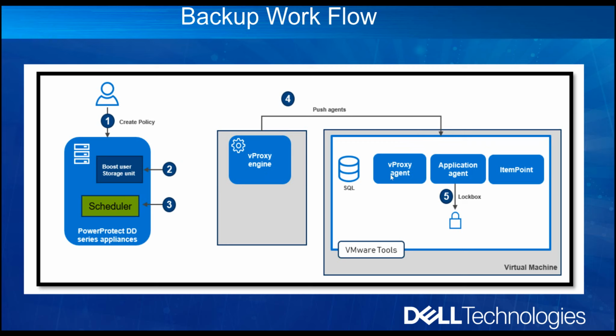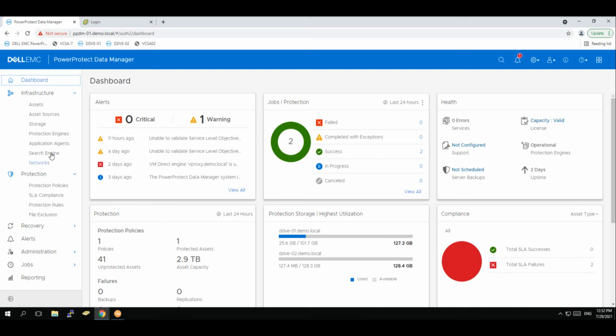These agents are the vProxy agent, the application agent, and the item point, which is used for granular recovery of tables. Now what vProxy will do is integrate with VMware's VADP. It will take a VADP snapshot with quiesce option, which will internally trigger a VSS workflow. The VADP change block is mounted on the vProxy and the data is sent to the PowerProtect Data Domain system using source side deduplication. I have now logged on to our PowerProtect Data Manager UI.